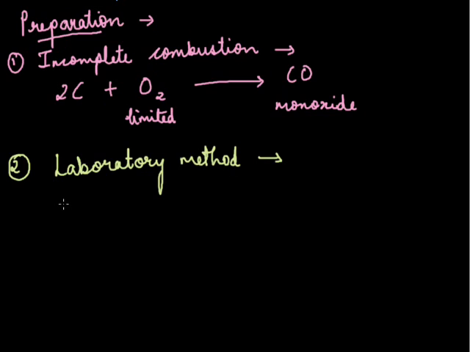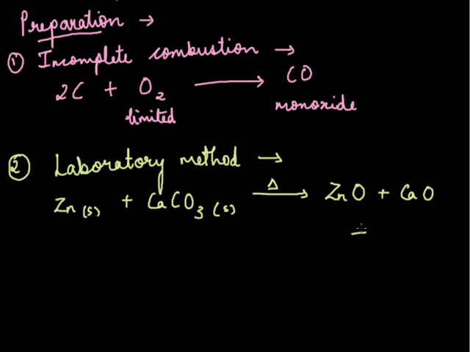In the laboratory, it is prepared by the reaction of zinc with calcium carbonate. When calcium carbonate and zinc are heated, there is production of ZnO, that is zinc oxide, calcium oxide, and with it carbon monoxide as well. Sorry, this is the laboratory method of preparation of carbon monoxide. In this way, you can prepare carbon monoxide.